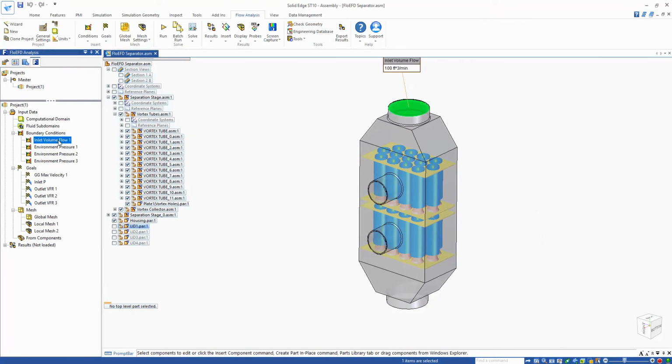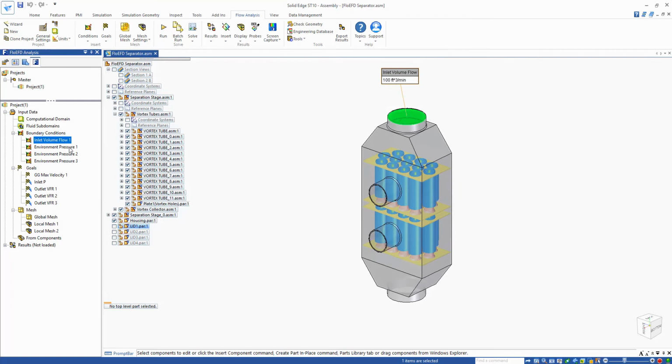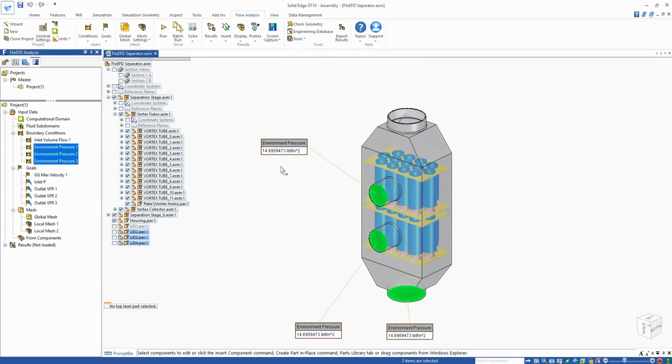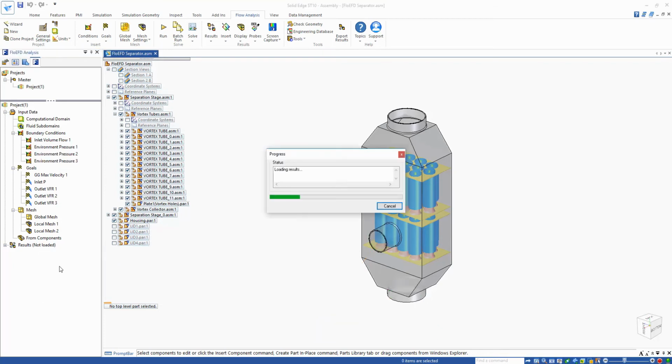First of all, we have 100 CFM on the inlet. We then have 3 pressure outlets: the first stage of cleaning, the second stage of cleaning, and then hopefully the last clean air stage right at the bottom. So let's load the results.